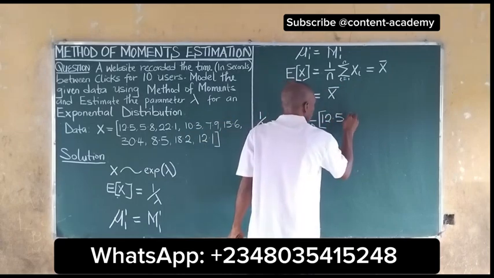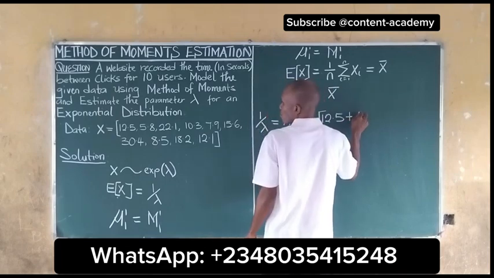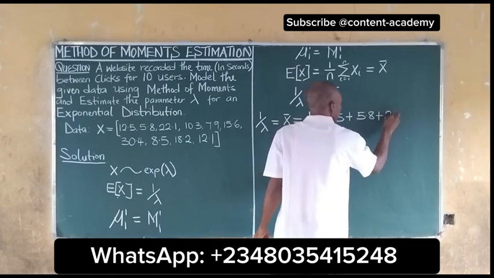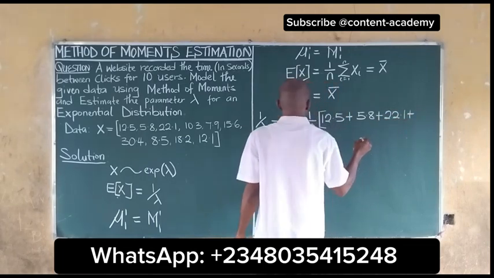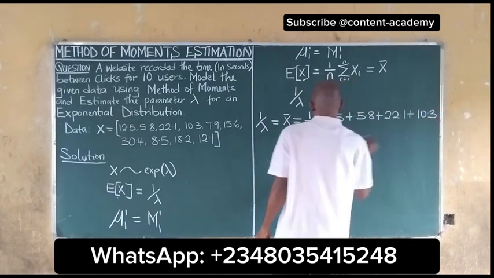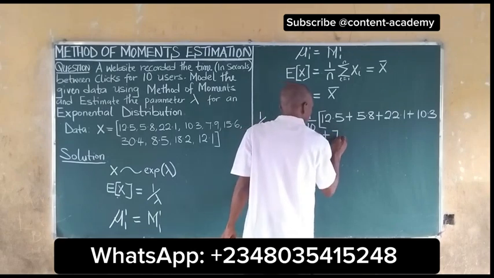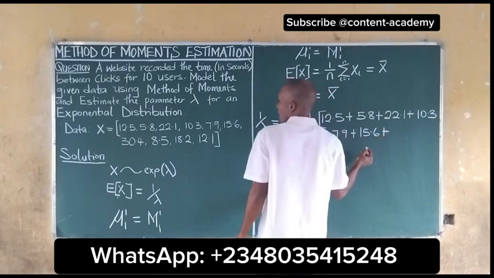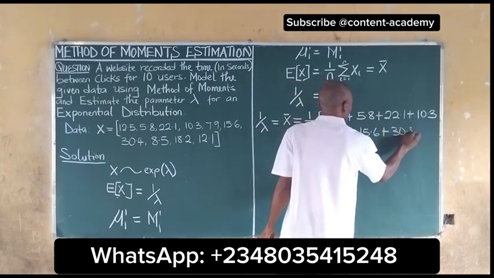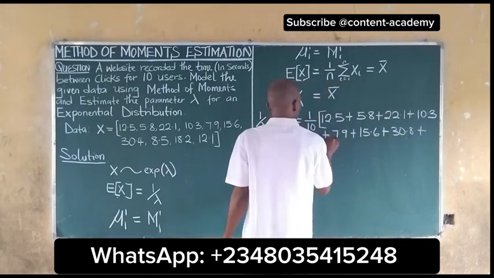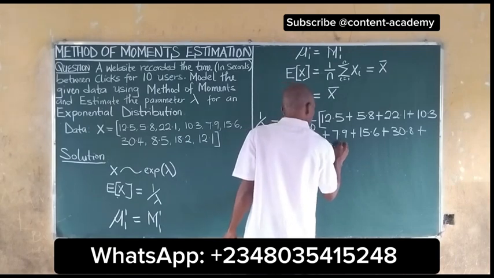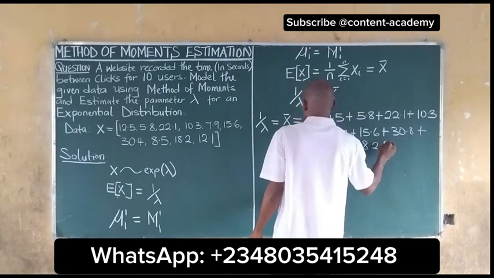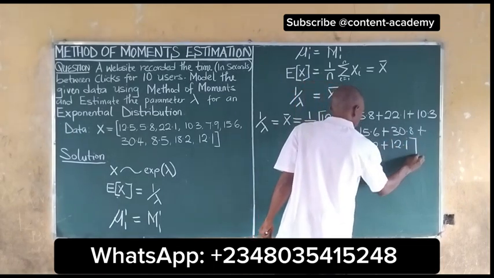12.5 plus 5.8 plus 22.1 plus 10.3 plus 7.9 plus 15.6 plus 30.8 plus 8.5 plus 18.2 plus 12.1. So this is what we have.